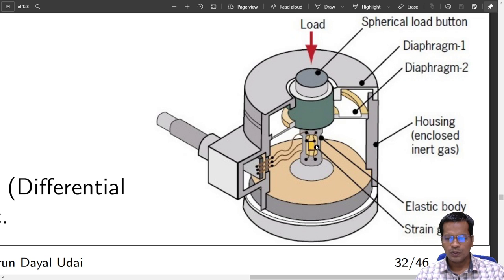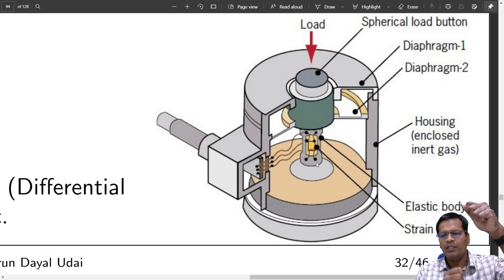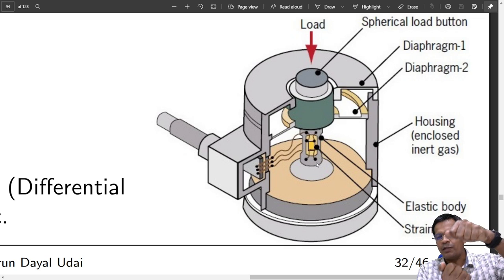So, what do you do? You stick your strain gauge rosette on top of this. Let us say if you have an object like this, you can stick your strain gauge rosette on top of this. So, if at all this body gets deformed, your gauge will also get deformed. Actually it is fixed by a strong adhesive. This gauge is fixed on top of this elastic body with an adhesive. Okay. So, if at all you deform that body, that strain gauge will also get deformed.